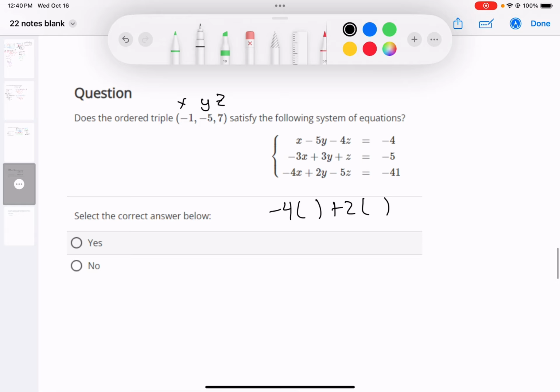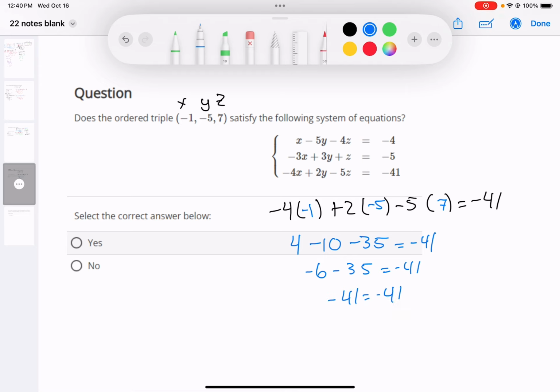So what I'm going to do is I'm going to go negative 4 instead of x plus 2 instead of y minus 5, and equals negative 41. And I'm plugging in a negative 1, negative 5, and then a 7. So 4 minus 10 minus 35 equals negative 41. Negative 6 minus 35 equals negative 41. Negative 41 equals negative 41. That's a true statement. So far, it's working. Like I said, just because this one's true doesn't mean all of them are. We do have to check each one of them.